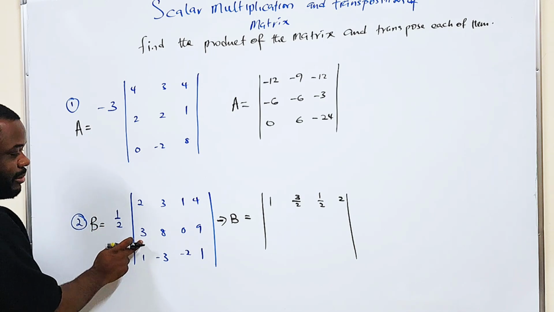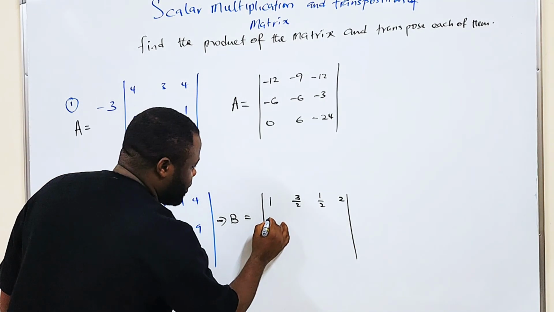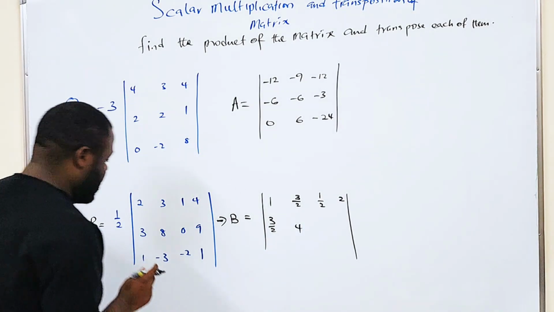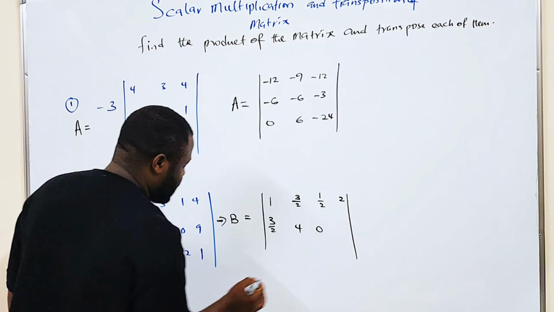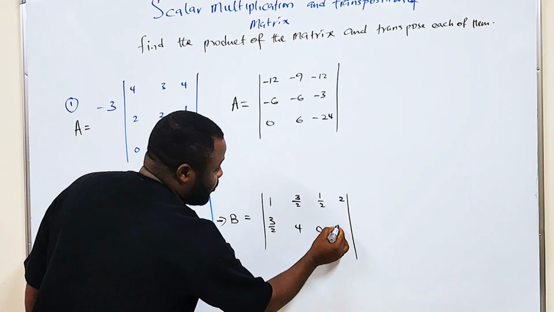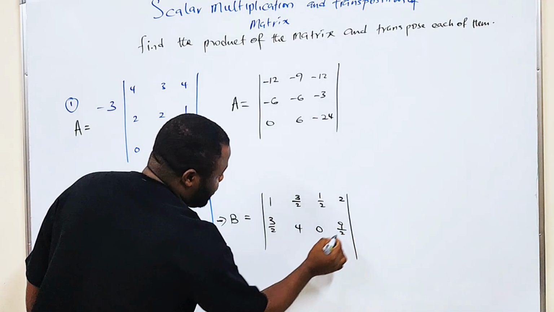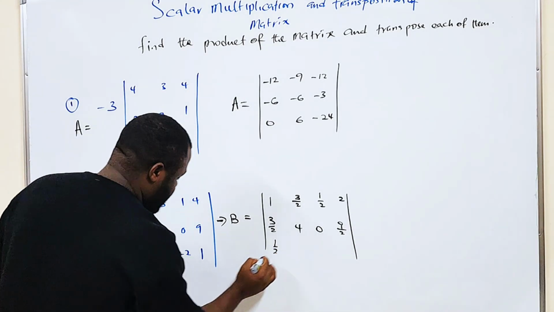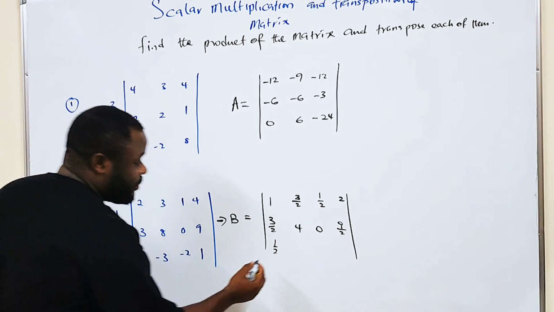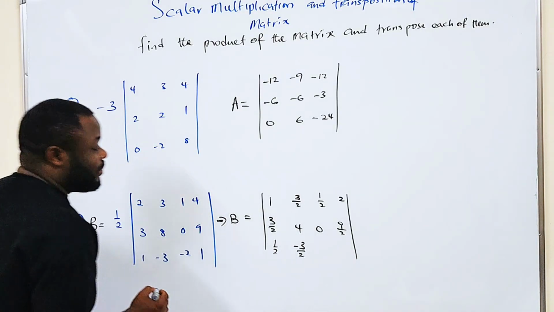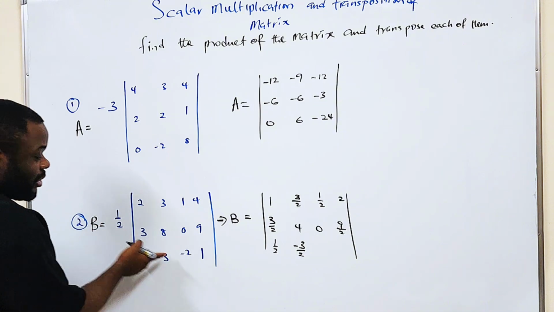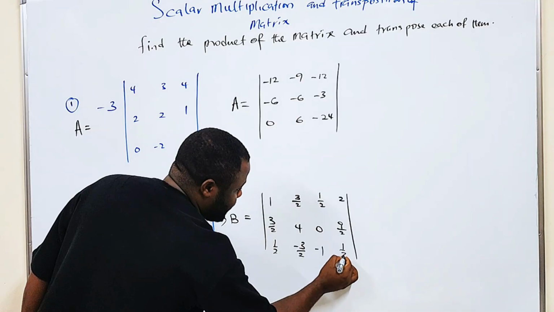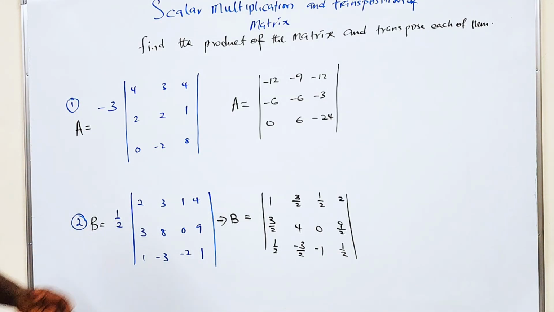For the next row, half multiplied by 3 is going to give us 3 out of 2. Half multiplied by 8 is going to give us 4. Half multiplied by 0 definitely will give us 0. Then half multiplied by 9 is going to give us 9 out of 2, which is 4.5. Half times 1 will give us half. Then half times -3 will give us -3 over 2, sorry. Half multiplied by -2 will give us -1, and half multiplied by 1 will give us half. Okay, so we've been able to find their products.